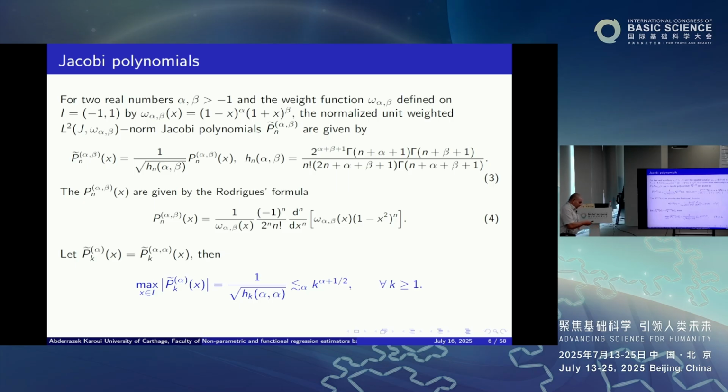What we are going to use are orthogonal systems, generated, for example, by Jacobi polynomials. Jacobi polynomials are orthogonal polynomials with weight function W alpha beta, which is just (1 minus x) to the power alpha, (1 plus x) to the power beta, and they are orthogonal over L2 of minus 1, 1 with these weight functions. If alpha equals beta, the maximum is attained at either 1 or minus 1, and is of order k to the power alpha plus 1/2, where k is the degree of the Jacobi polynomial.